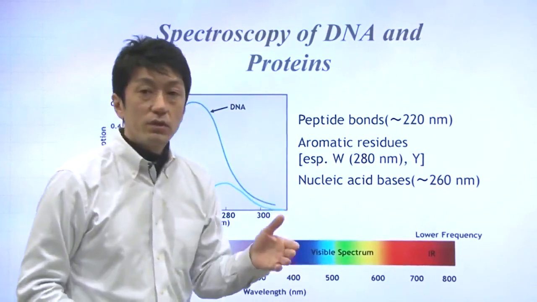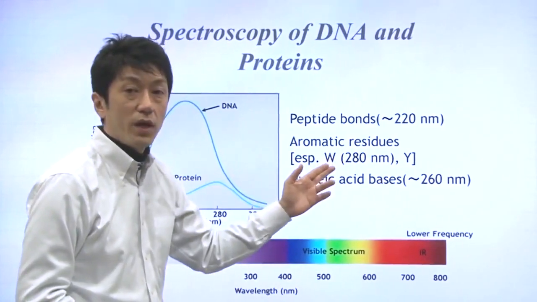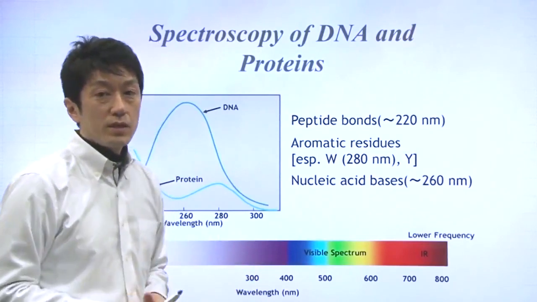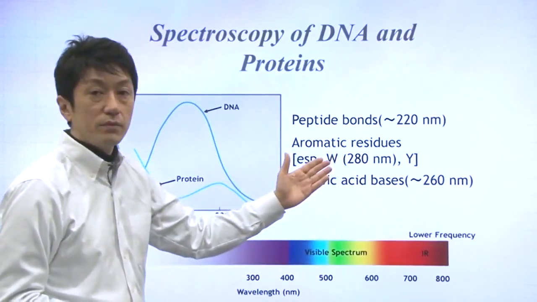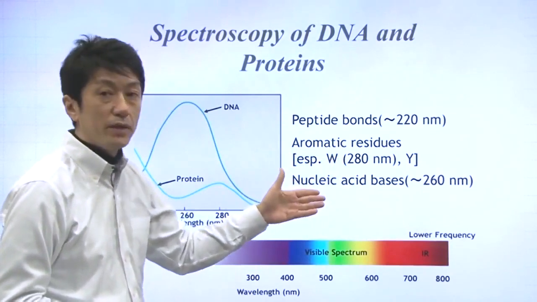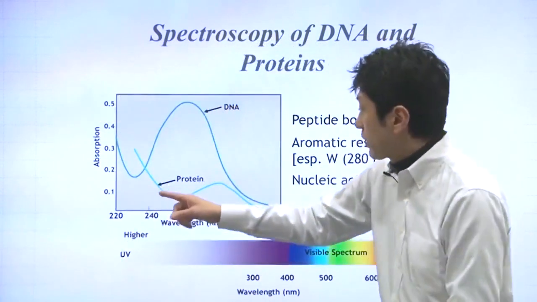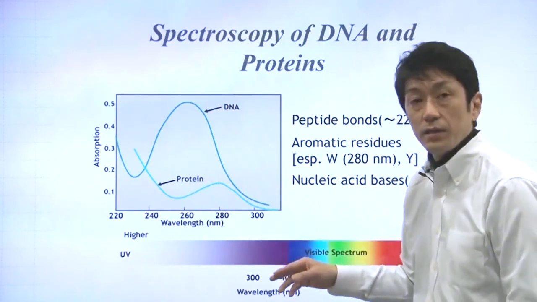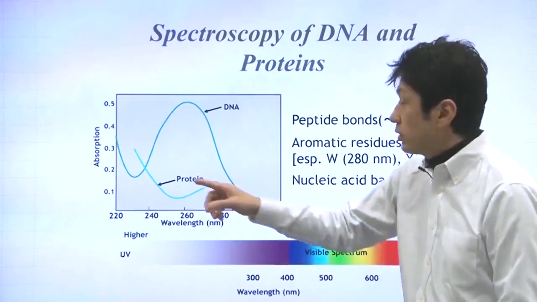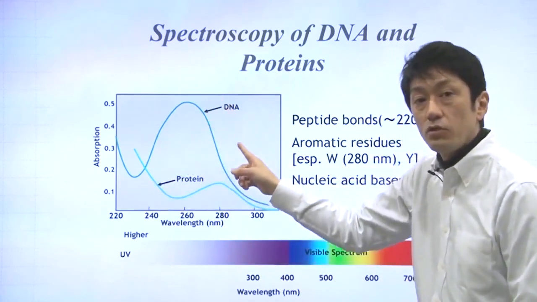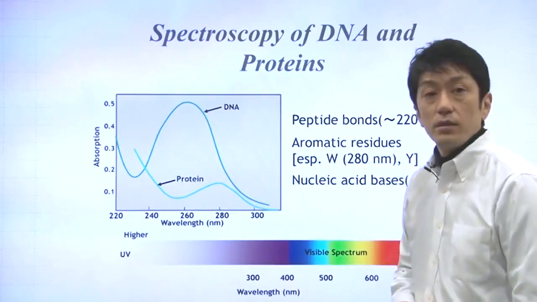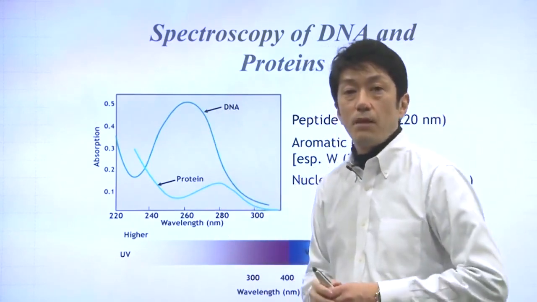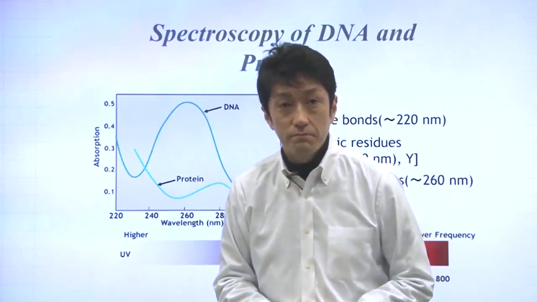By the way, the single letter codes for tyrosine and tryptophan are Y and W, if you remember. If your protein has tyrosine or tryptophan, your protein should be able to display this kind of UV spectra, right? On the other hand, DNA should be able to give you this kind of UV spectrum at 260. Different chemicals absorb lights at different wavelengths.